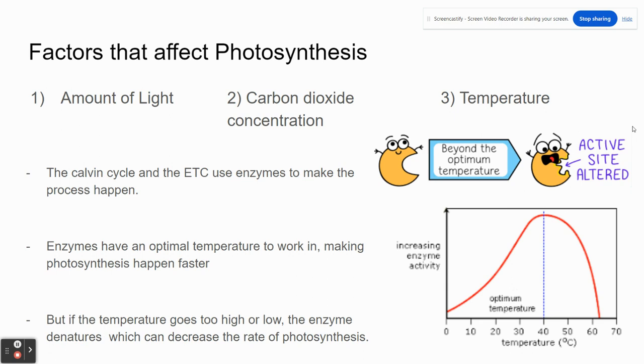The big important part of that is, remember, the Calvin cycle and the electron transport chain both use enzymes to make this process happen. So if the temperature goes out of whatever that enzyme's limit is, the enzyme can't do its job and photosynthesis can't happen or can't happen as fast or as well.